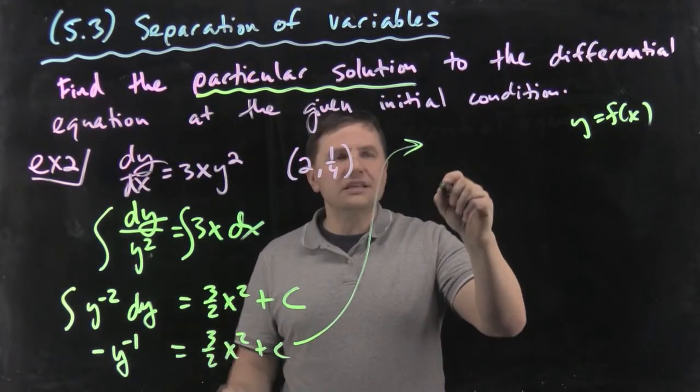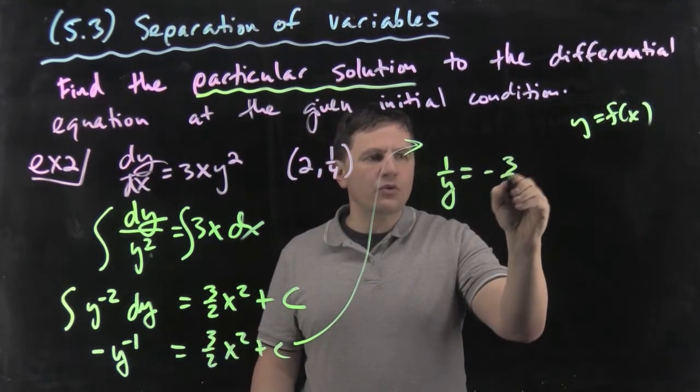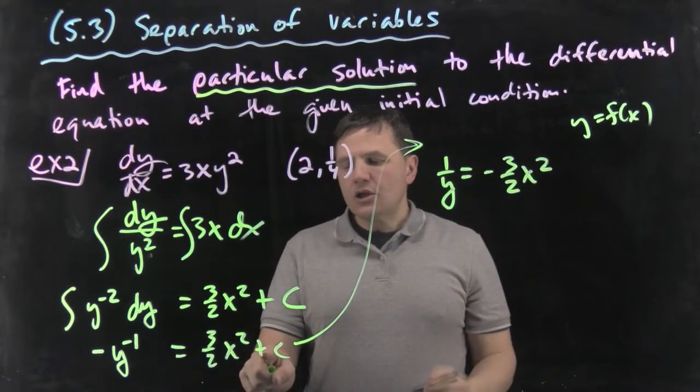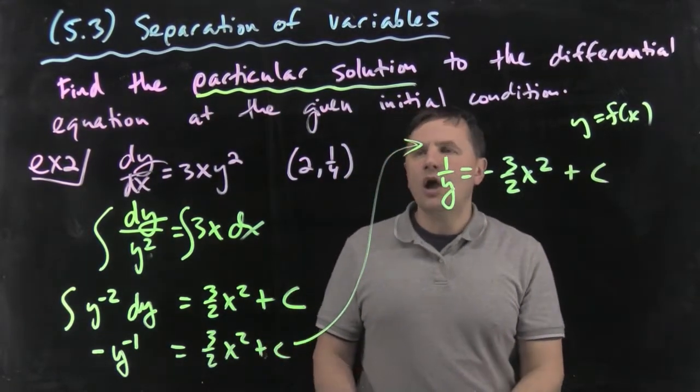So solving for y, the first thing I'm going to do is multiply both sides by negative. Y to the negative first, I'm just going to call that 1 over y. So this is going to give me negative 3/2 x squared. There's no point in calling this minus c. We just call it plus c.